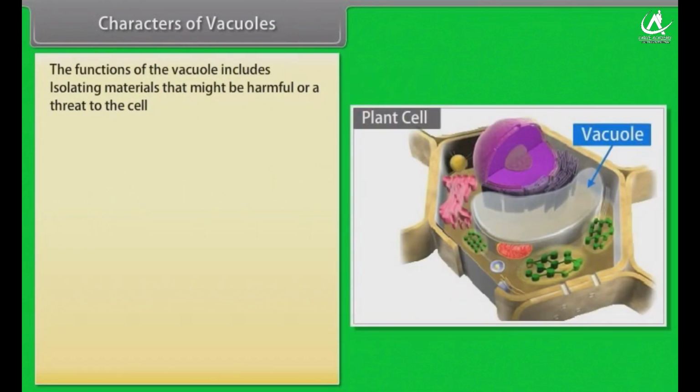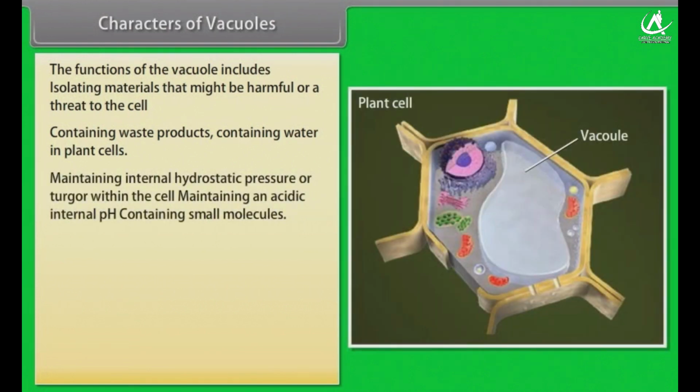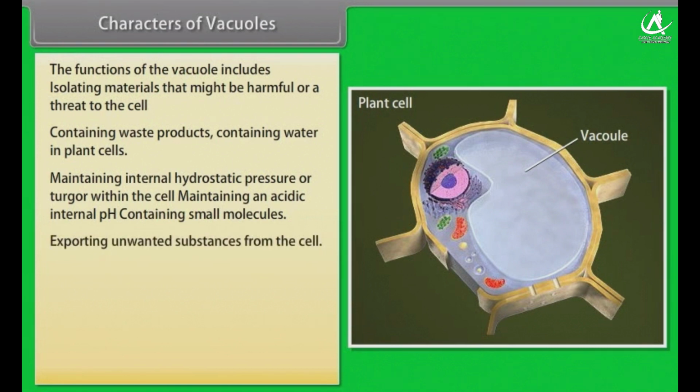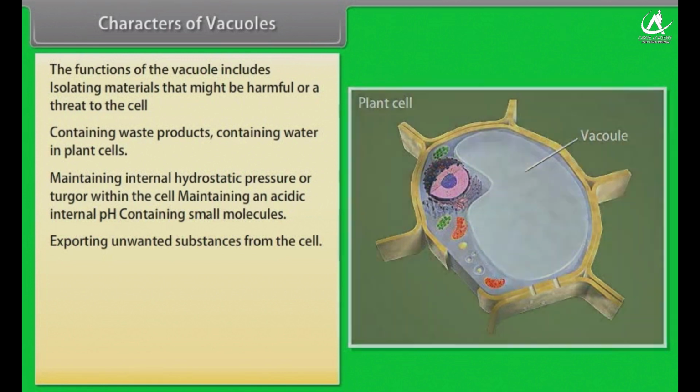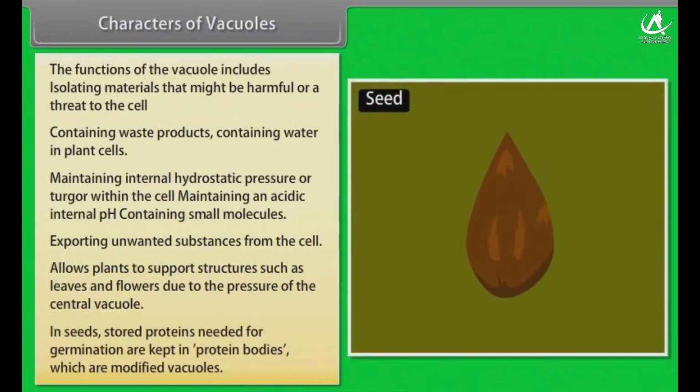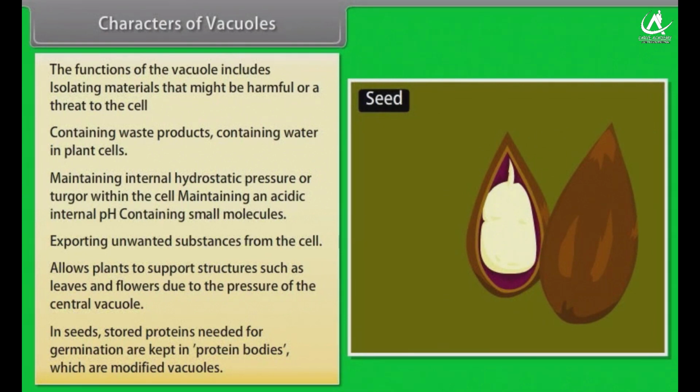The functions of the vacuole include isolating materials that might be harmful or a threat to the cell, containing waste products, containing water in plant cells, maintaining internal hydrostatic pressure or turgor within the cell, maintaining an acidic internal pH, containing small molecules, and exporting unwanted substances from the cell. It allows plants to support structures such as leaves and flowers due to the pressure of the central vacuole. In seeds, stored proteins needed for germination are kept in protein bodies, which are modified vacuoles.